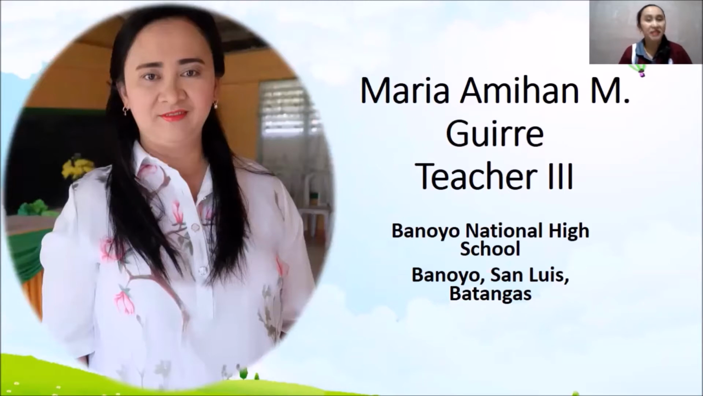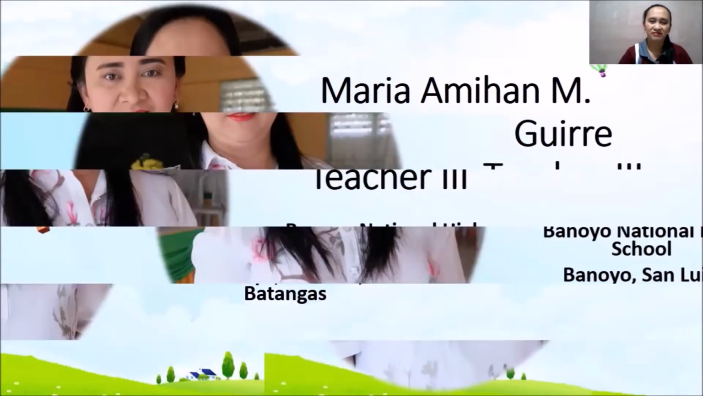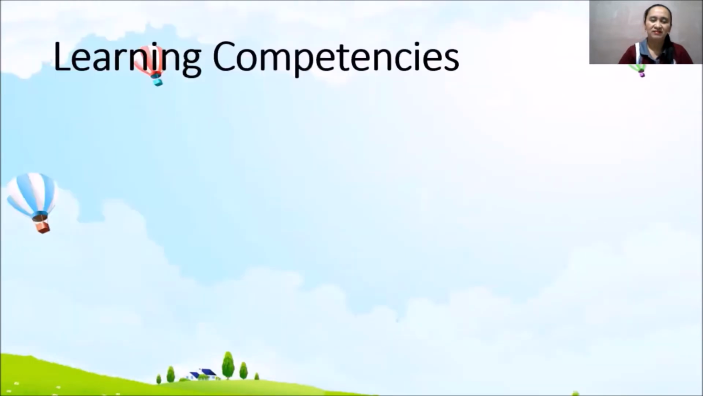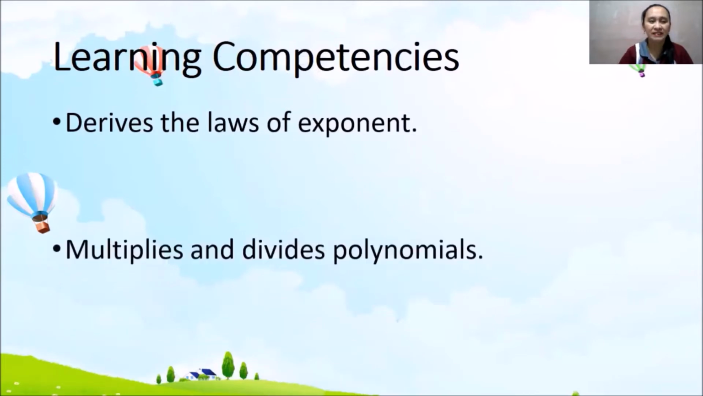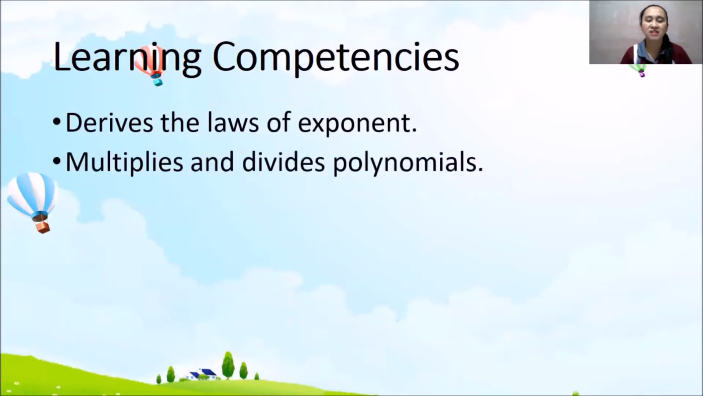Our topic for this week in Mathematics 7, second quarter, week number 5, is about the laws of exponents and its application. Our learning competencies are to derive the laws of exponents and to multiply and divide polynomials. In the process of multiplication and division of polynomials, you need to apply the laws of exponents.